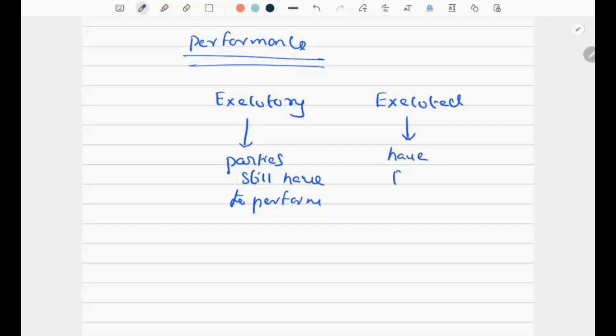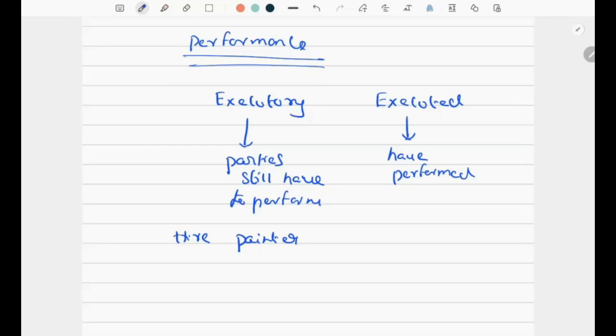The contract has been performed. Right? So let us take a very simple example so that it becomes easy for you to understand the little bit of legal terms we have. Let us take a simple example. Imagine that you hire a painter to repaint your entire house.